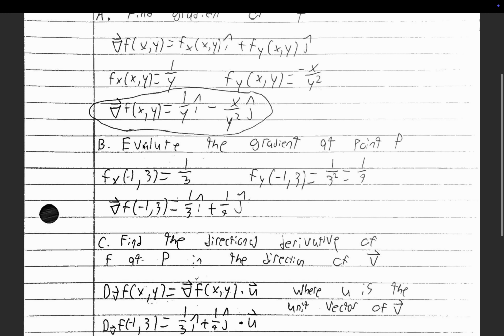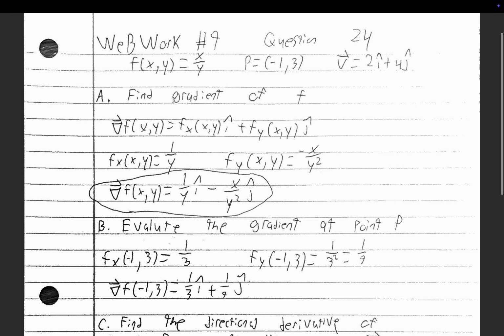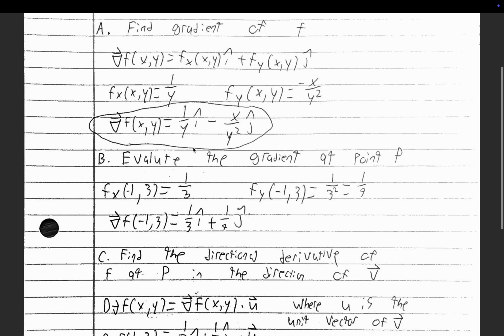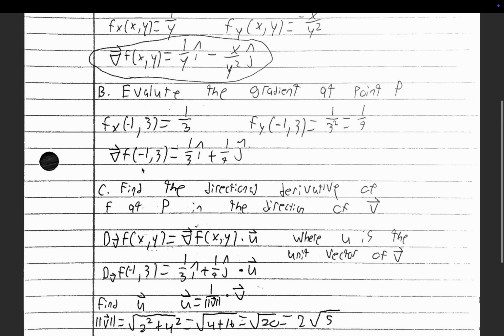Question B asks us to evaluate the gradient at the point P. We know that point P is negative 1, 3, so we're just going to substitute in negative 1 for x and 3 for y. The partial derivative with respect to x at this point is 1/3, and the partial derivative with respect to y at this point is 1 over 3 squared, or just 1/9. Therefore, the gradient is 1/3 i plus 1/9 j.